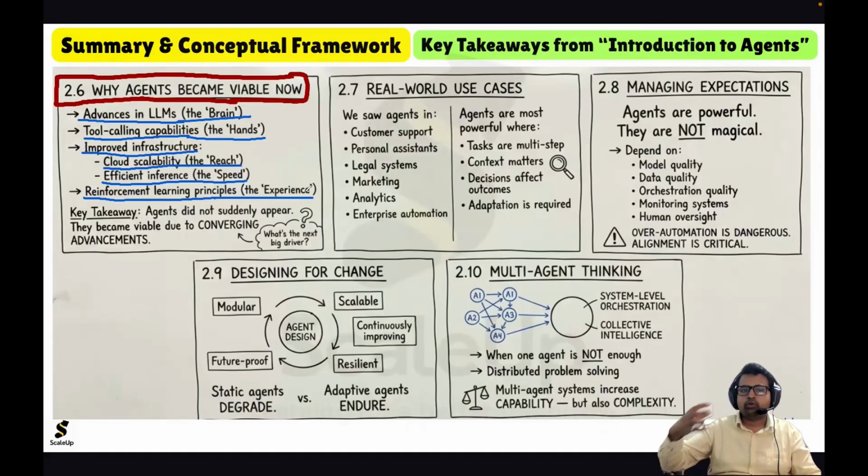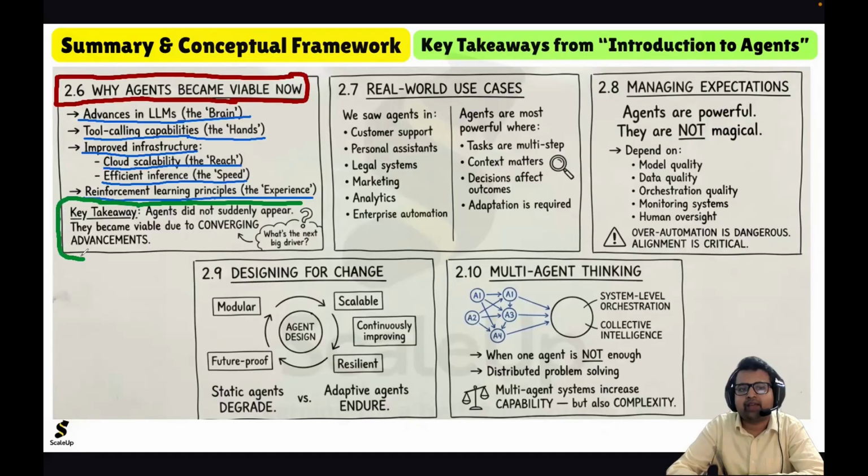So whenever you want to train the LLM on the fly, you can do it via context. We call it the experience. With the reinforcement learning principles, LLMs can evolve, they can upgrade their knowledge without retraining them. So these are some very interesting capabilities which made agents viable. The key takeaway was that agents did not suddenly appear, because it was a very old concept. They became viable due to converging advancements.